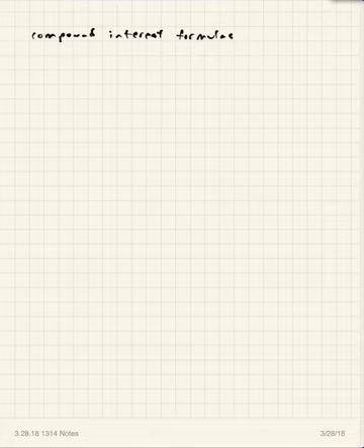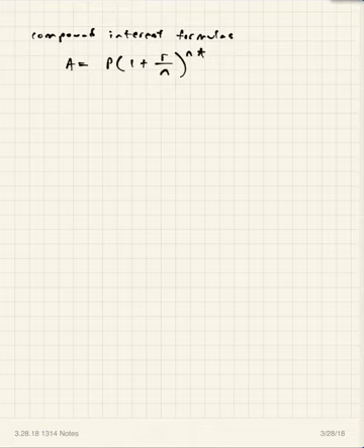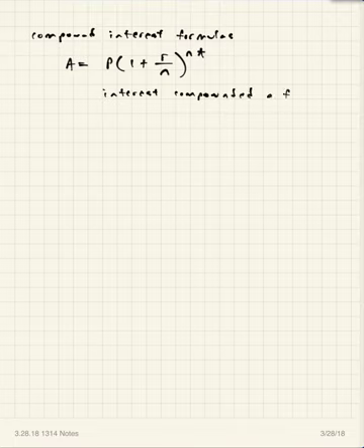So I'm going to try to get through these compound interest formulas here. There are two compound interest formulas. One is P times 1 plus r over n, raised to the nt. And this is when the interest is compounded a finite number of times per year.